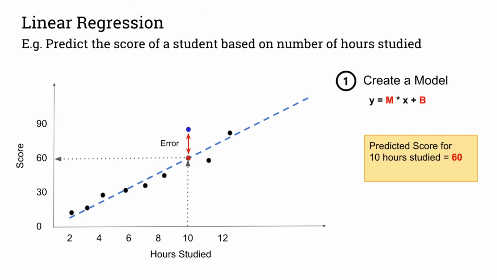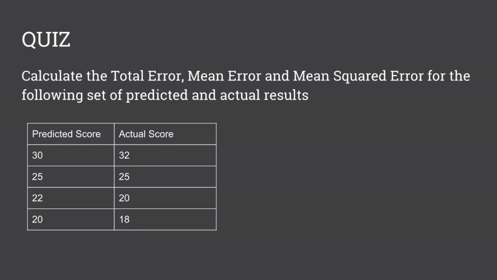Okay. So let's see if you are with me on this. A quiz for you again. Calculate the total error, mean error, and the mean square error for the following set of predicted and actual results. Go ahead, take your pen and paper and do these simple math calculations. There is no rocket science in this. I want you to find what the total error is, the mean error is, and the mean squared error. Just by the names, you don't even have to remember the formulas for these things.